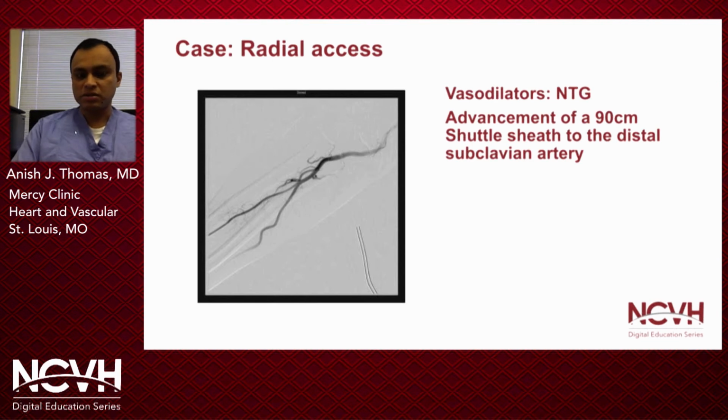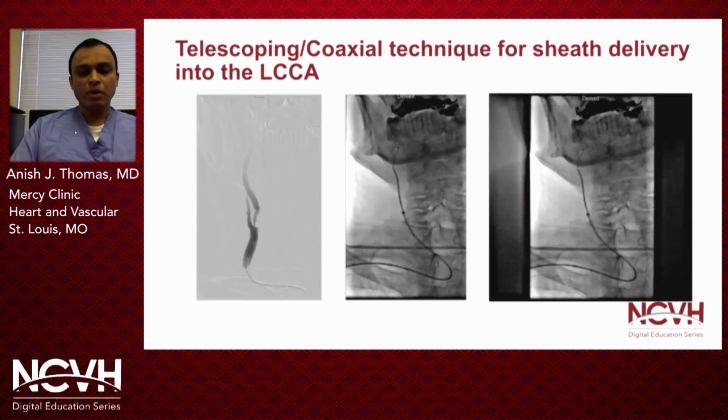Coming back to our case, this case did have some radial spasm that was relieved with use of vasodilators. We were able to advance a 90 centimeter shuttle sheath up to the distal subclavian. We then engaged the right common carotid using a reverse curve catheter. This was a SIM2 catheter. We advanced the catheter over a soft wire, advanced the wire into the external carotid, and then as you pull the catheter back, you can actually control the delivery of the guide catheter up to the distal common carotid. Once you get this in place, the shuttle sheath is then telescoped over this wire as well as your diagnostic catheter.